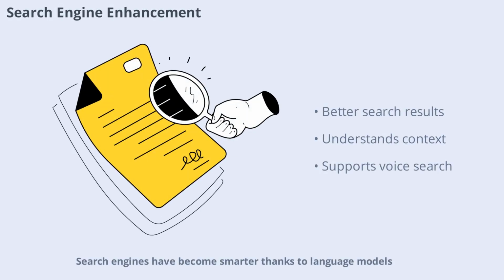Search engines have become smarter thanks to language models. When you type a query, these models help interpret your intent and deliver more relevant results. They understand synonyms, context, and even complex questions. This means you get answers faster and with greater accuracy. Language models also power features like autocomplete and voice search, making information retrieval seamless and intuitive.